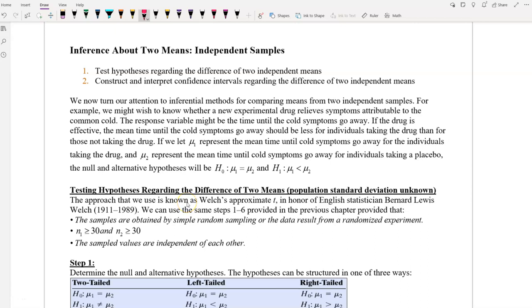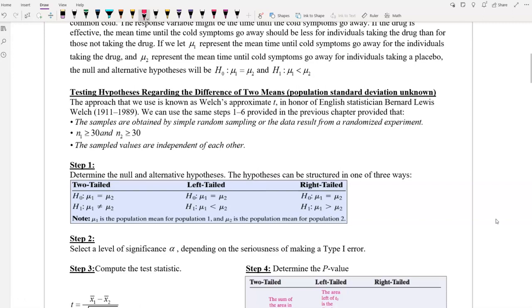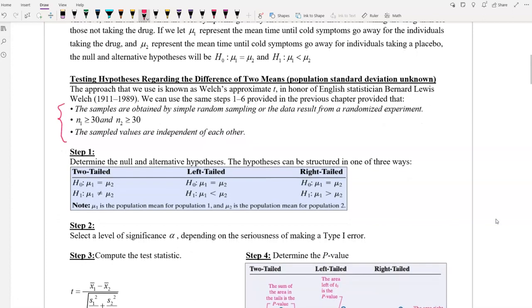Inference about two means, independent samples. As always, here first we should see if we have these two requirements.